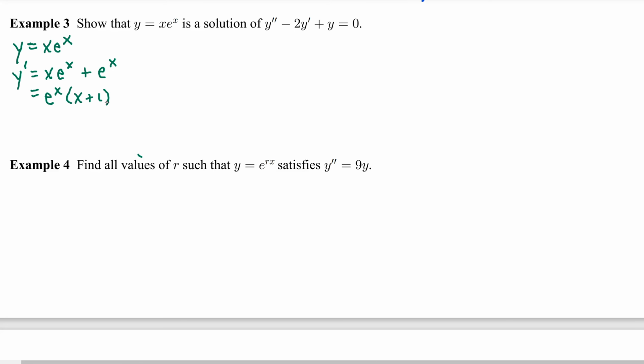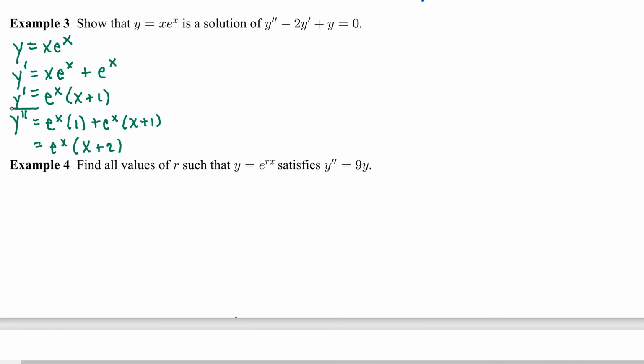Now it might be beneficial to go ahead and factor out that e to the x to make our substitution a little bit simpler. And this will also simplify our second derivative. Using the product rule, we have the first function times the derivative of the second plus the derivative of the first times the second. Again, if we factor out the e to the x, we'll have left behind 1 plus x plus 1, or we can simplify that to x plus 2.